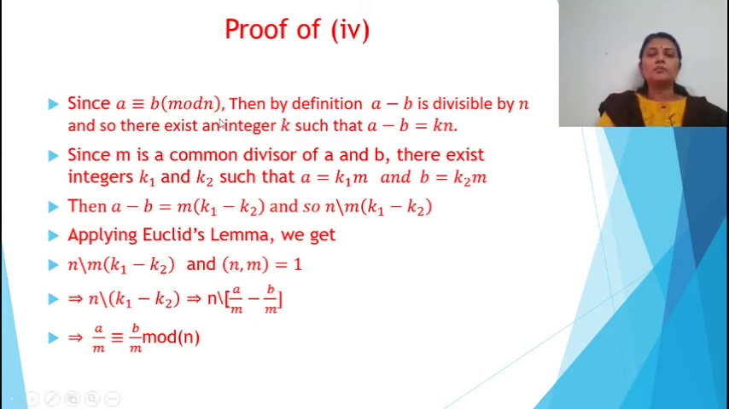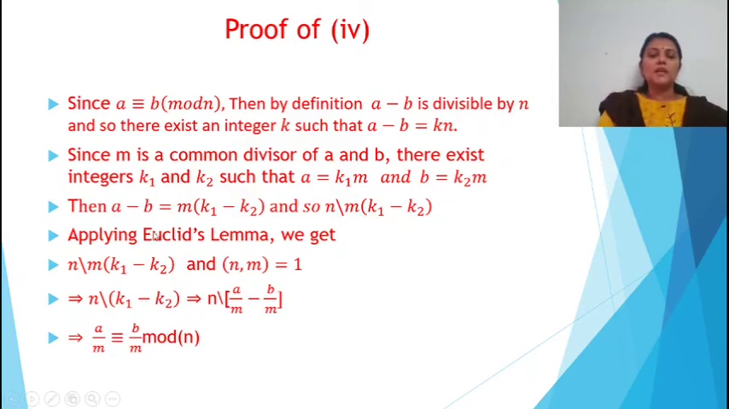Given that a congruent to b mod n, we can write a minus b equal to kn for some positive integer k. Now there exists a common divisor m for a and b. So there exist integers k1 and k2 such that a is equal to k1 m and b is equal to k2 m. Then a minus b equal to m into k1 minus k2. Since a minus b is kn, n divides m into k1 minus k2.